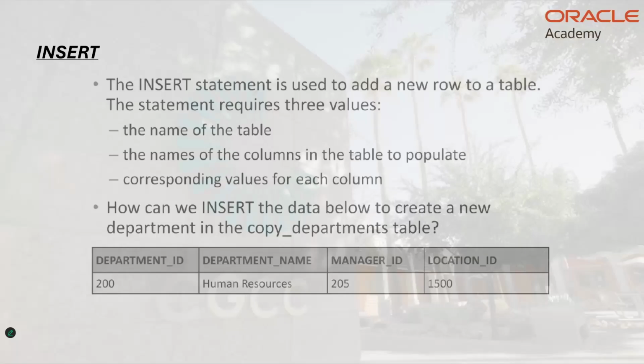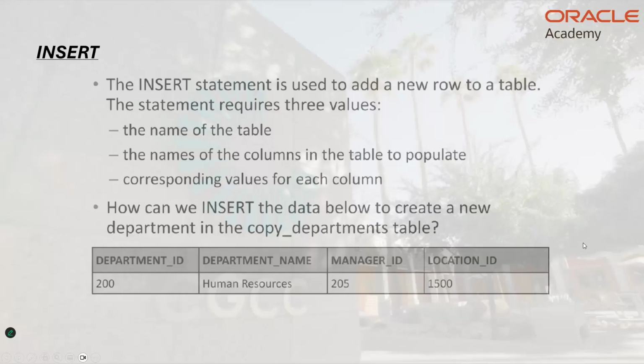All right, so the insert statement, and it's just that. You're going to learn how to insert data into your table. So this is used to add a new row. It has three requirements. It requires the name of the table, and the name of the columns in the table to populate, and then the corresponding values for each column. And you can kind of start to visualize how that can occur.